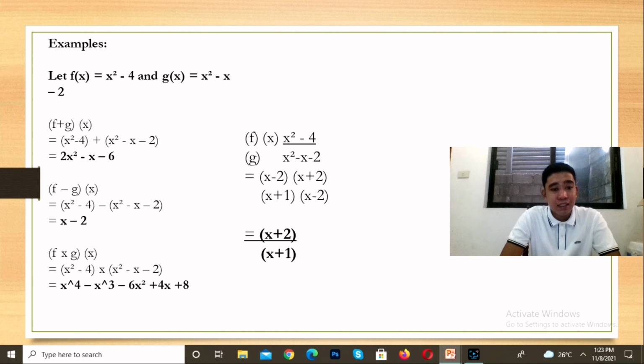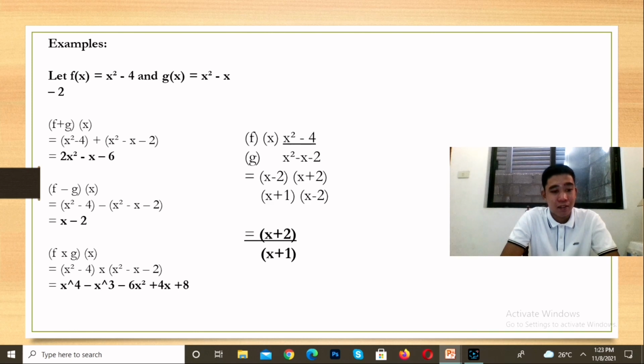Examples. Let f of x equals x squared minus 4 and g of x equals x squared minus x minus 2. Plus, f plus g of x. So, substitute again. x squared minus 4 plus x squared minus x minus 2. So, the answer is 2x squared minus x minus 6. And next is the difference, f minus g of x. So, x squared minus 4 minus x squared minus x minus 2. So, simplify again. The answer is x minus 2.